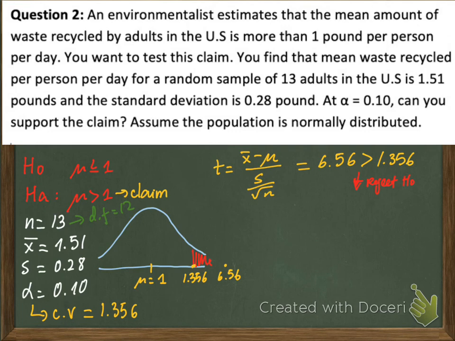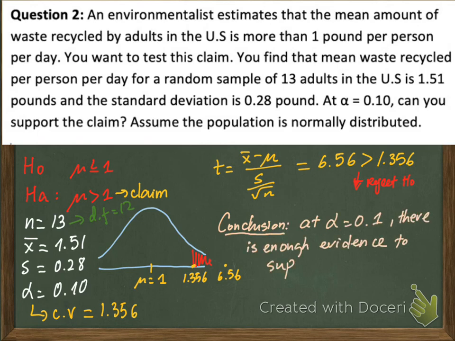So we reject the null hypothesis, and we know that the claim is the alternative hypothesis. That means we are supporting the claim. So the conclusion is, at the level of significance of 0.1, there is enough evidence to support the claim.